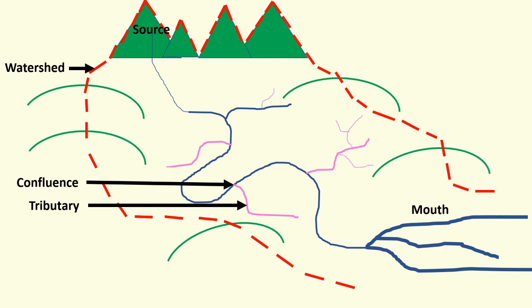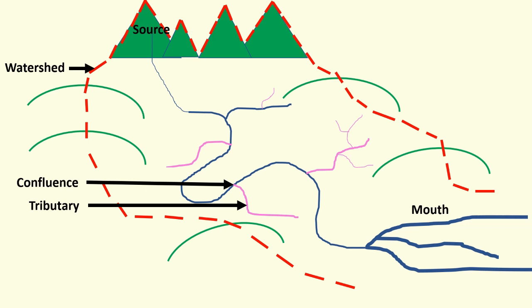Okay, so bear with me with this slide here because it looks really, really complicated, but we're going to break it down. So we've got green triangles, those represent very high hills, and then you've got these green curves towards the outside of the slide, okay, and those are just hills as well. The blue line running from the source all the way through to the mouth is the river, and you should notice that it has different thicknesses, and that represents the width of the river.